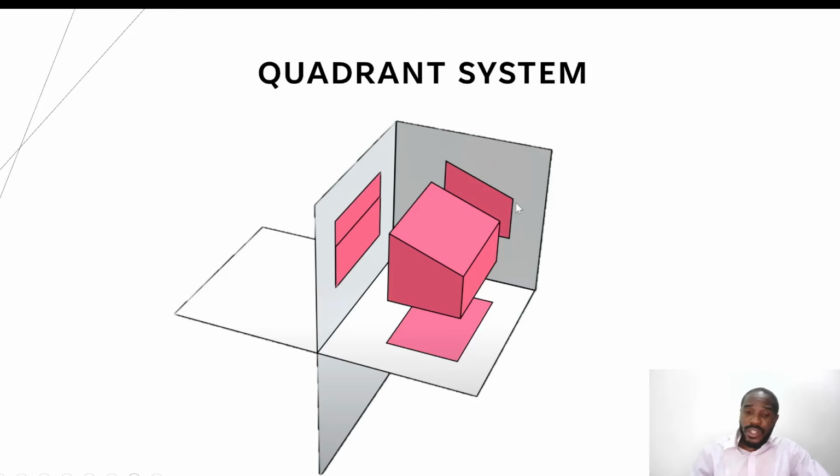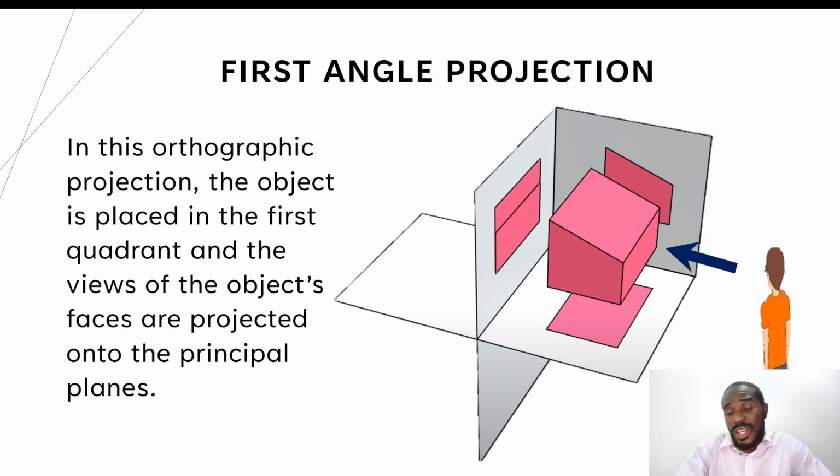Okay, that's what we're talking about. So how do you view this? This is for first angle projection. You can see where this young lad is standing, and you can see his line of sight.